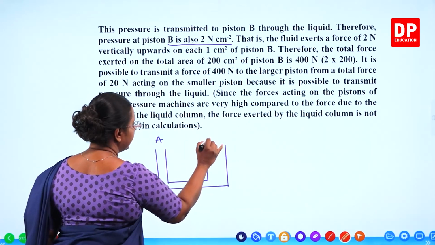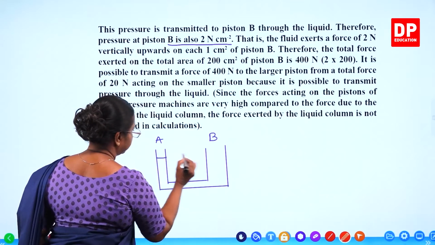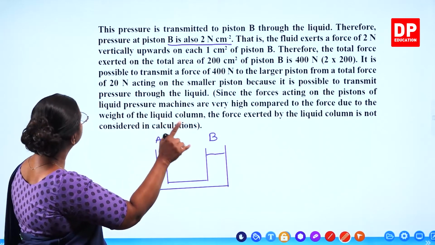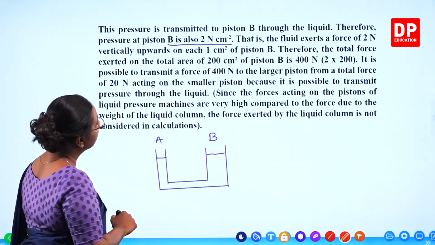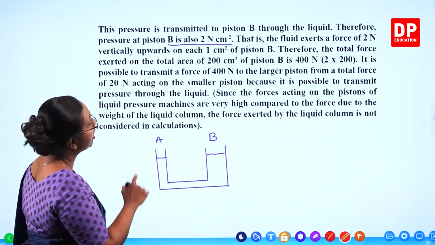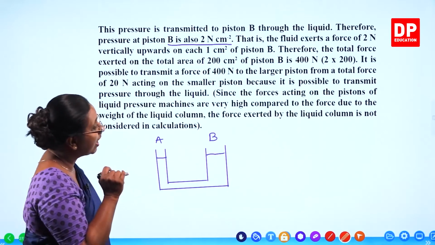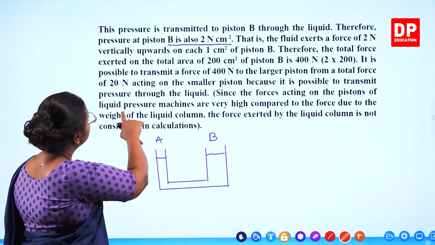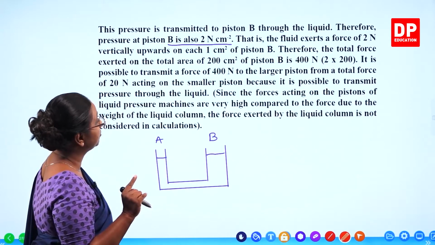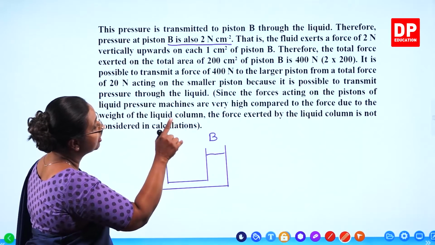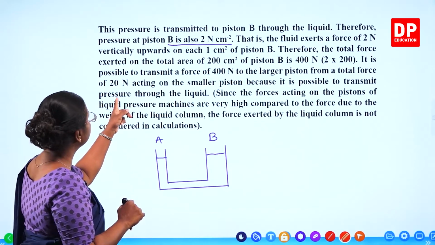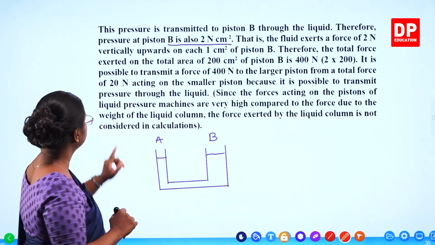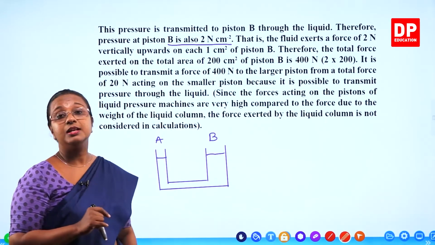So this is A, this is B. That is what happens there. Therefore, the total force exerted on the total area of 200 centimeter square of piston B is 400 Newton, 2 into 200. It is possible to transmit a force of 400 Newton to the larger piston from a force of 20 Newton acting on the smaller piston, because it is possible to transmit pressure through the liquid.